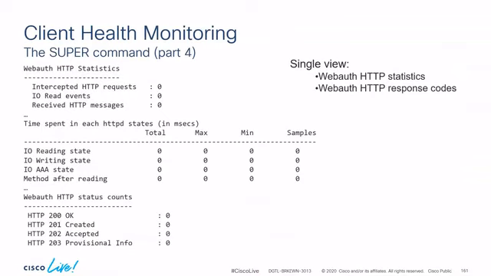The fourth part of this command has a lot of web statistics. It not only tells you how many HTTP requests were intercepted. It also has counters for how many different HTTP status codes were seen, like HTTP OK or HTTP accepted, and so on.